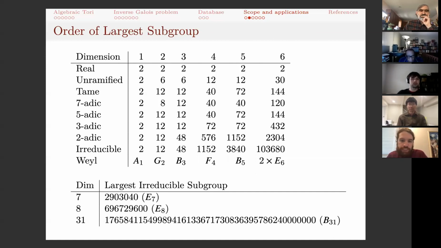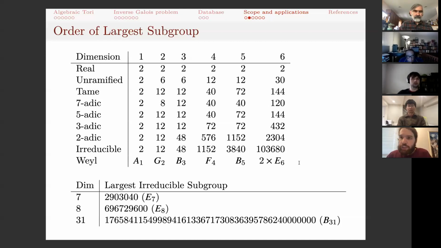I've listed, second from the bottom, the largest irreducible subgroup, and these are the Weil groups that you see on the bottom row, and these turn out to, after dimension 3, not show up for p-adic fields. And so you can see that the worst cases again are for p equals 2, where up through dimension 6 we get field extensions of degree up to 2304.